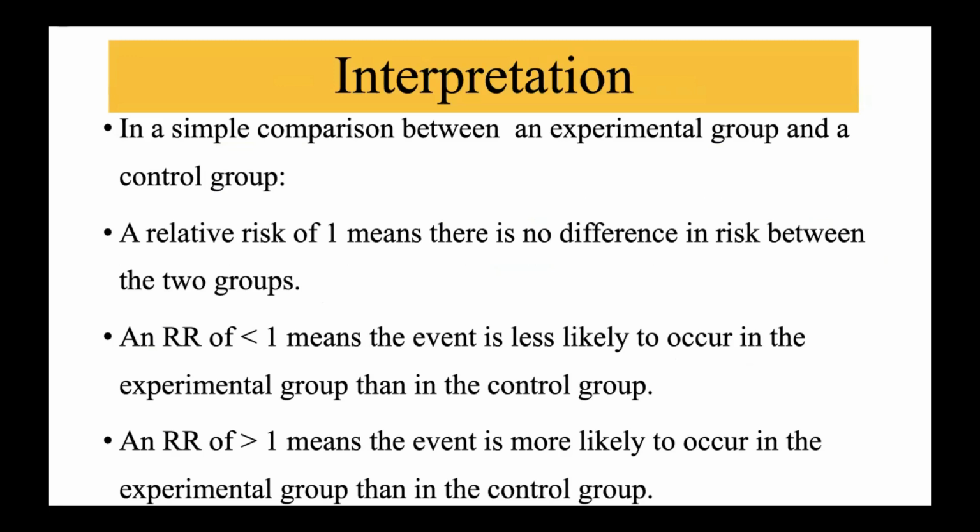Okay, sorry. Your answer is here in this question. If the relative risk is lesser than 1, it means the event is less likely to occur in the experimental group. If the relative risk is greater than 1, it means the event is more likely to occur in the experimental group. Now is it clear?